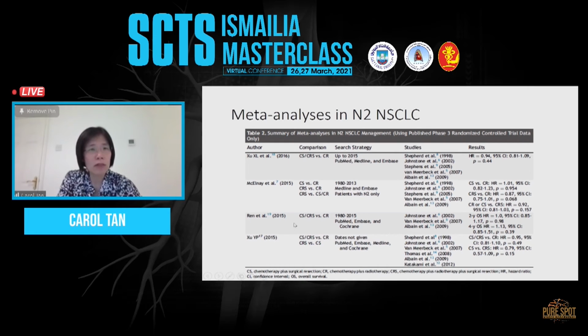So you saw earlier on that there was a meta-analysis done by McElnay, which included Mr. Lim, Professor Lim, and this was the one published in 2015. There are other meta-analyses that have been published. The majority have shown that there is no advantage with one treatment versus another, but the groups which included surgery did seem to have a better outcome.